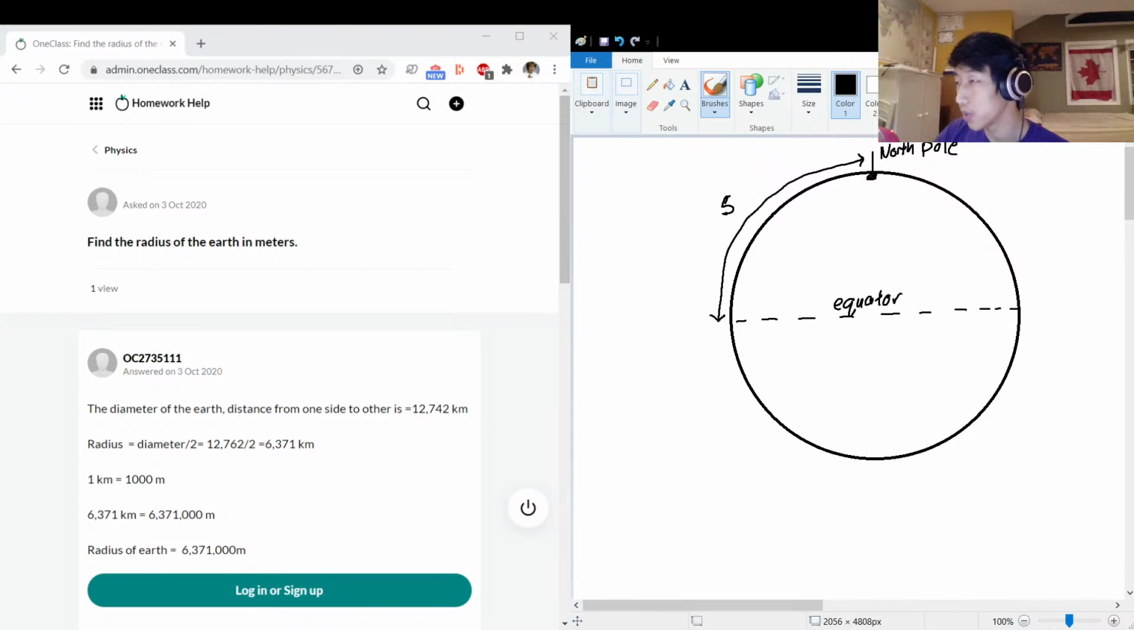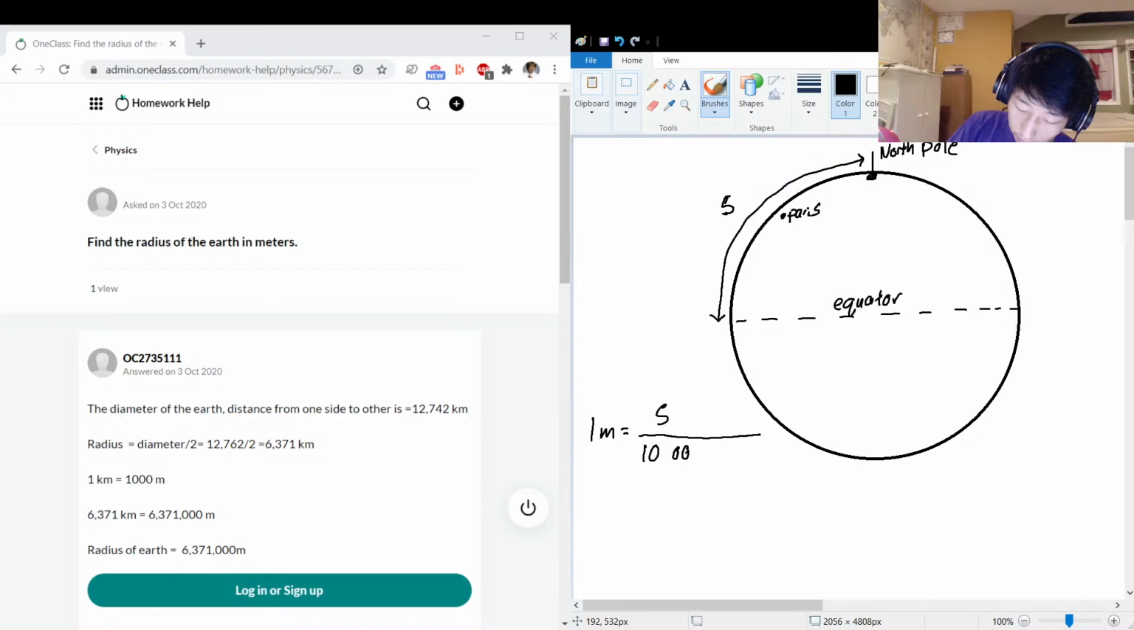And they said the original meter is, oh, and because it's the French, they said it has to intersect with Paris. They said 1 meter is equal to the distance S, which is the distance between the equator and the North Pole on a line that passes through Paris, divided by 10 million. Yeah, 10 million.